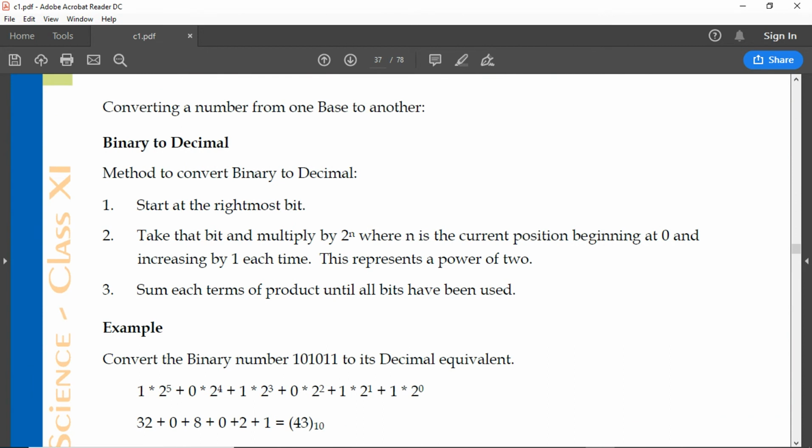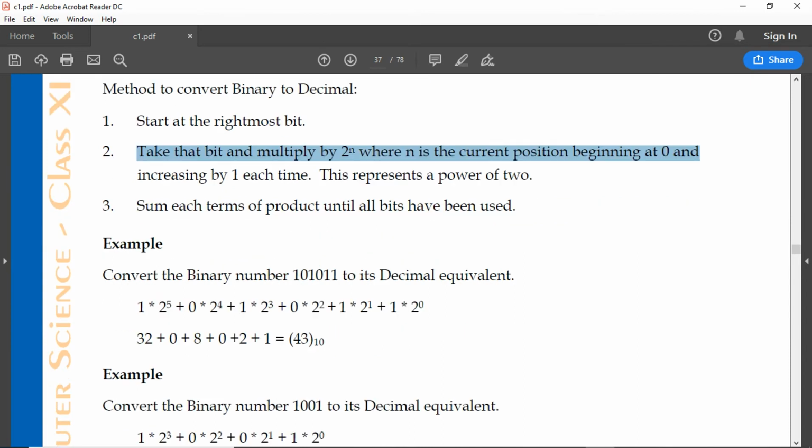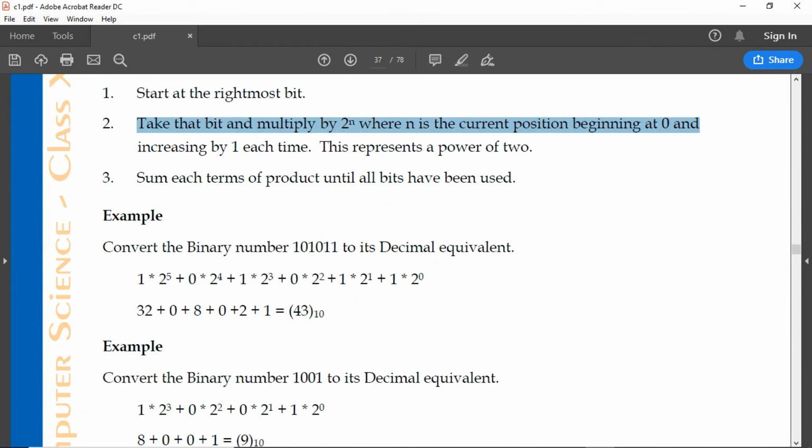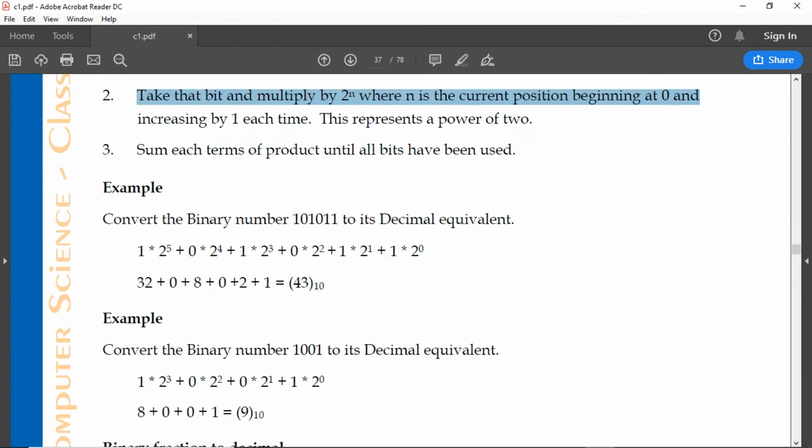Converting a number from one base to another. Binary to decimal. Method to convert binary to decimal. 1. Start at the rightmost bit. 2. Take that bit and multiply by 2^n, where n is the current position beginning at 0 and increasing by 1 each time. This represents a power of 2. 3. Sum each term of the product until all bits have been used.